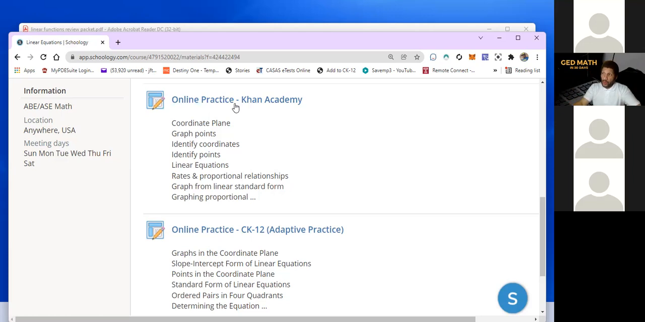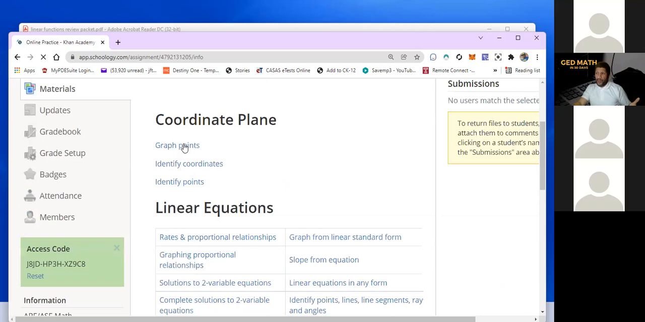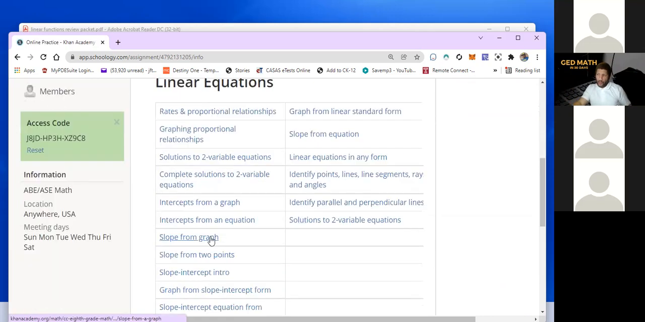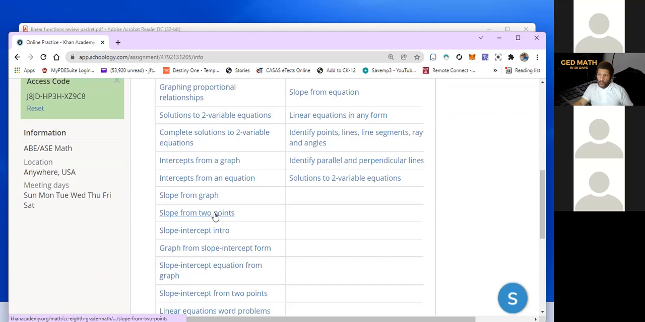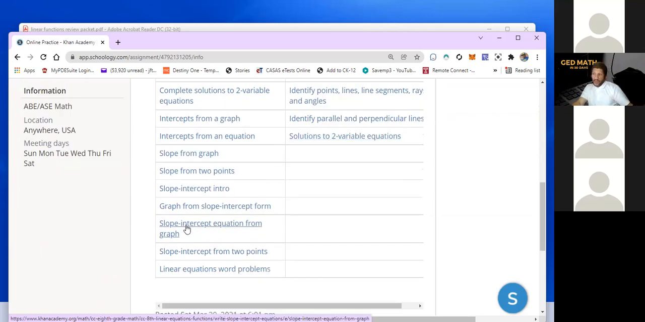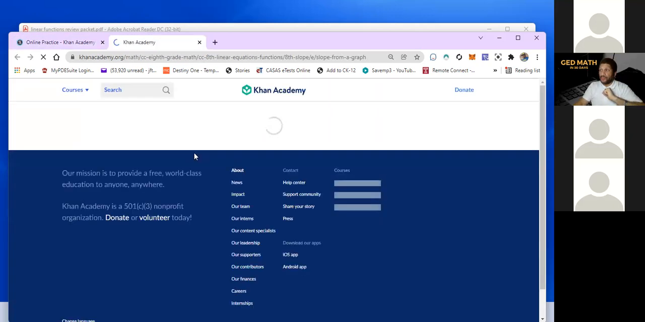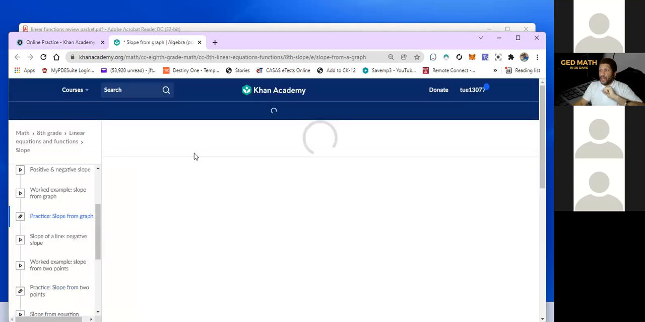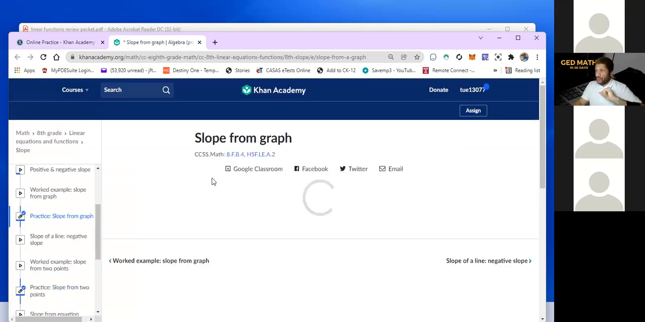Okay, so you will go to each one. If you want to go Khan Academy, you click on online practice. If you want to graph points, if you want to find the slope from a graph, if you want to find a slope from 2 points, if you want to do a slope intercept intro, if you want to find a slope from equation, if you want to find the equation of a line from 2 points or from a graph. That's all the things we did today. So you could go, okay, I'm going to do slope from a graph. Let me make sure I know how to do that. You can open it up, and it'll have practice problems for you.